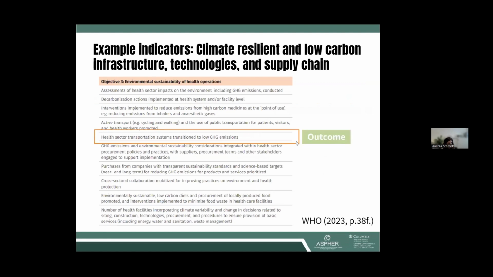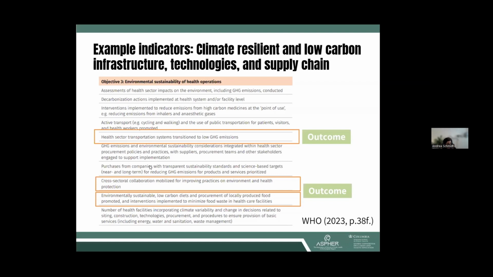Another one is on climate resilient and low carbon infrastructure and technologies. And what's quite interesting here is when we link health outcomes with climate outcomes. And I have here two examples from transport and from food systems. So the first one here, an outcome that we define: has our health sector transportation system transitioned to low greenhouse gas emissions? So that could be an outcome that's almost like a vision that we are creating for our facility, what we want it to look like. Maybe we have more bicycles, more people coming with a bike, more public transport, etc.